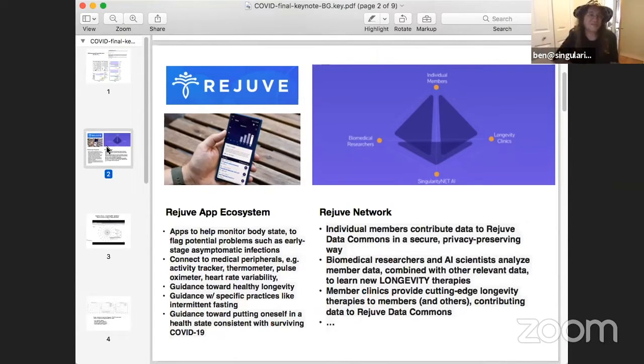But this same app we've been experimenting with for Rejuve to help guide people toward healthy longevity, I mean, it can also be very useful for helping to guide you towards surviving the COVID-19 epidemic. I mean, we can't, of course, stop you from getting infected with an app.